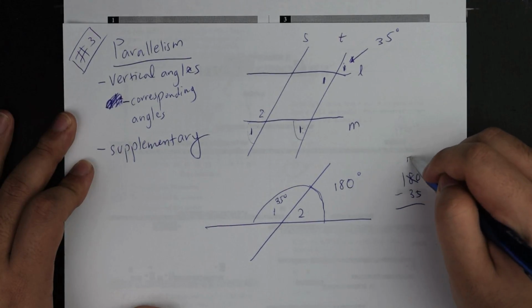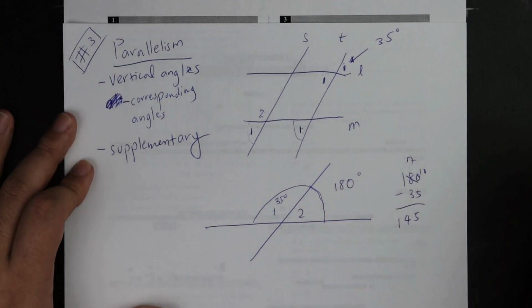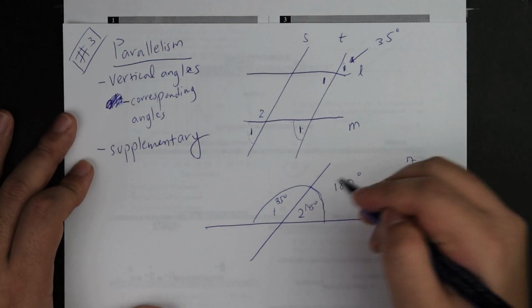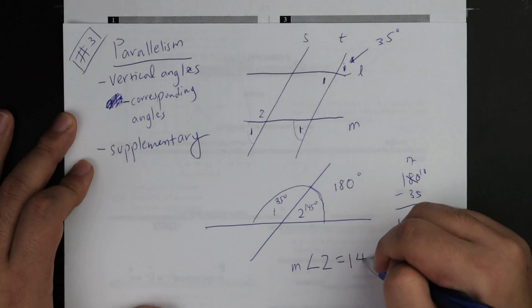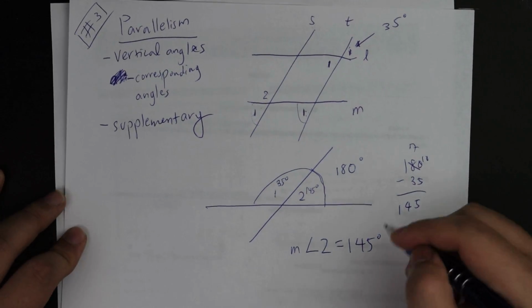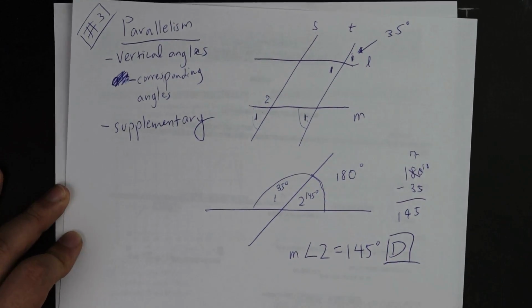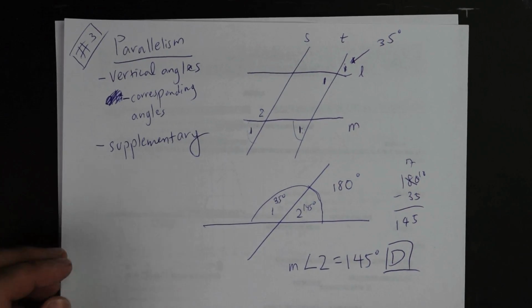And if I do the math, and you could actually do this on a calculator if you want to make sure you don't make any mistakes, angle 2, the measurement of angle 2, is going to equal 145 degrees. And that answer is D on the sheet. So for this one, it is going to be D. And that concludes the final answer for this video for today.